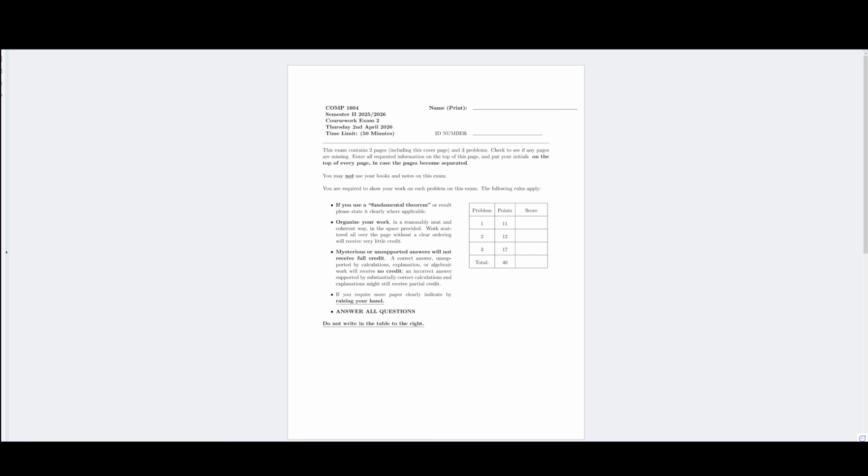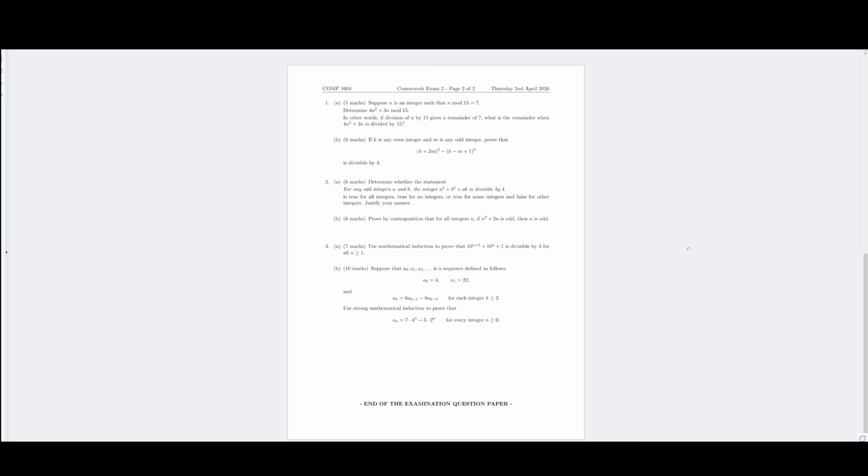Okay, so these are the solutions for coursework exam number 2. The first question asks us: suppose that n is an integer such that n mod 15 is equal to 7. Determine what is 4n squared plus 3n mod 15.